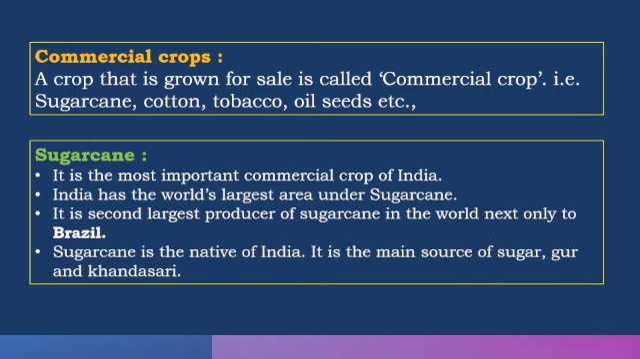Sugarcane is native to India. The origin of sugarcane is India. Sugarcane was first grown in India, and all other countries started growing it after that. So India is the origin, the native of sugarcane. It is the main source of sugar, gur or kandasari. The sugarcane grown in India is used for the extraction of sugar, gur or jaggery, and kandasari.